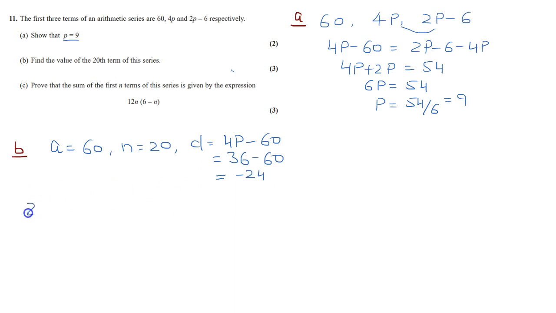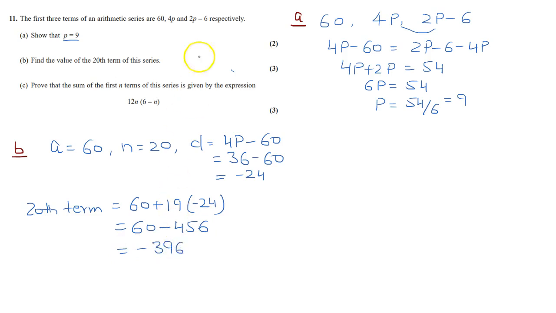So the 20th term will be a, which is 60, plus n minus 1, which is 19, times d, minus 24. So that is equal to 60 minus 456. So that is minus 396. That is the 20th term. Now part C.